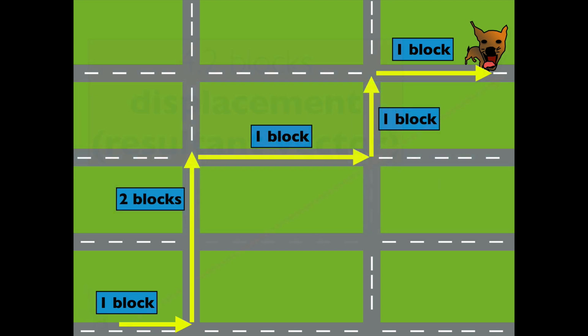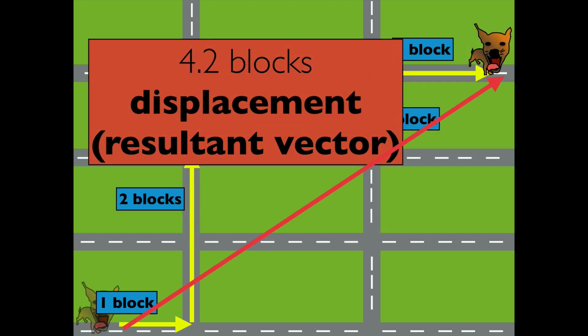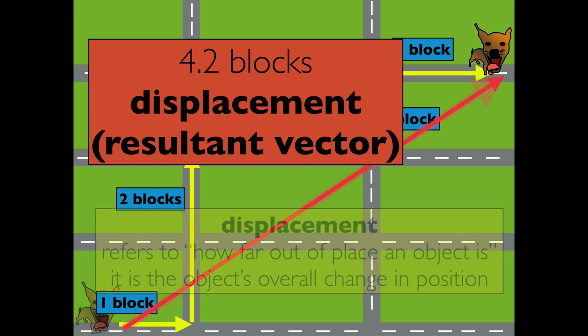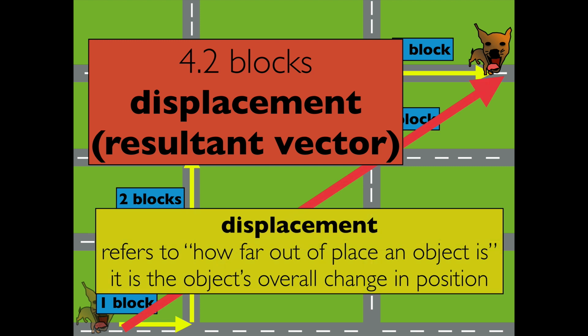Now there's another way to describe this motion, and that's displacement. You are displacing something, or it's being displaced from its point of origin. And that displacement actually creates something called a vector, a resultant vector. Okay? So let me explain that resultant vector in a little bit more detail. Actually, before I get to how we got 4.2 blocks, let's talk about the definition of displacement. So displacement refers to how far out of place an object is. It is the object's overall change in position. So compare that to distance.